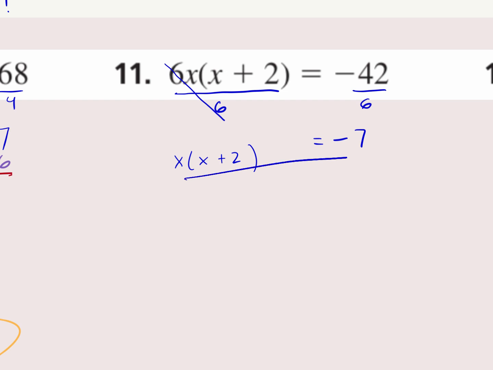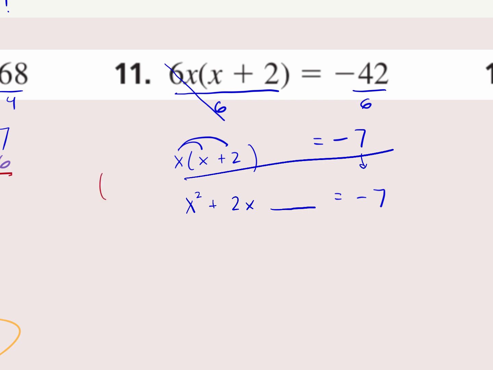This is supposed to be one equation. I just wrote it far away, but it's fine. The next step is distribute the x to both of these terms. So I have x squared plus 2x. I'm going to leave a space to complete the square, and that's equal to negative 7. Didn't do anything to the right side, so it stays the same.